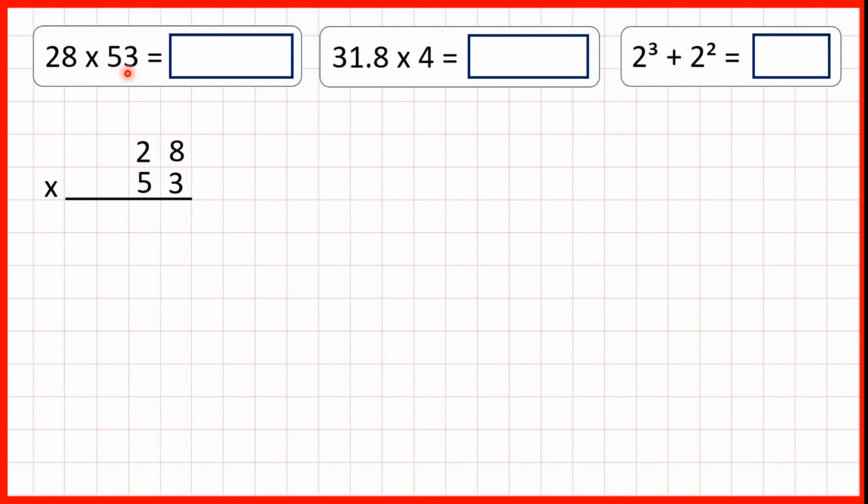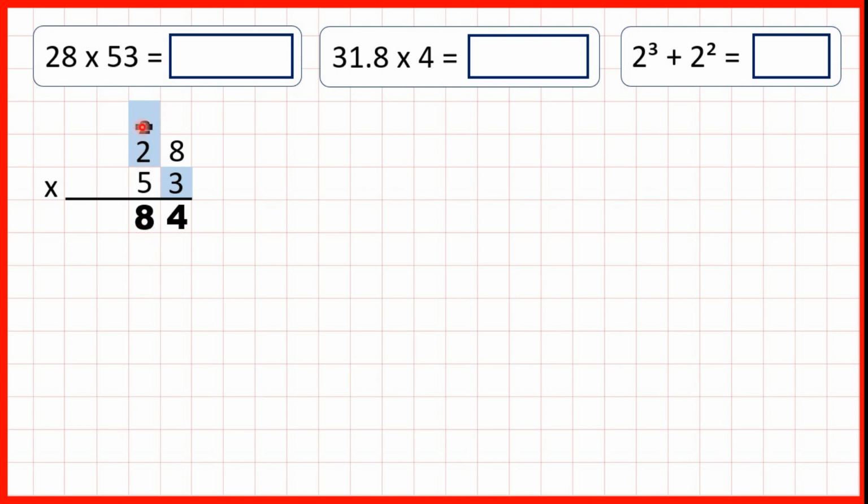28 times 53. We can use column multiplication. So we start with 8 times 3. We start by multiplying the digits in our ones. 8 times 3 is 24, so we can write 2, 4. Now, onto our tens digit, we have 2 times 3, which is 6, but we need to add the 2 up here, so we need to write 8.